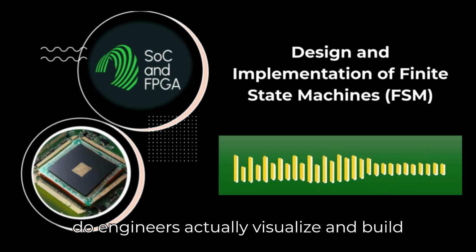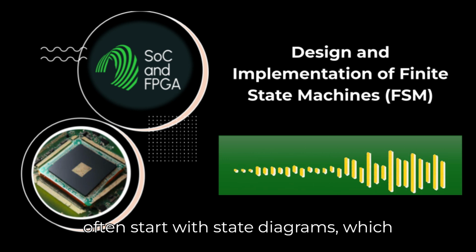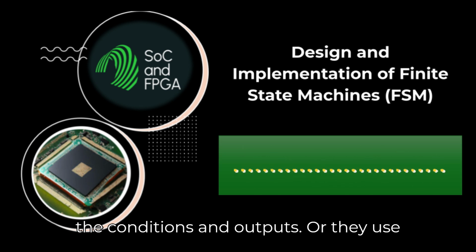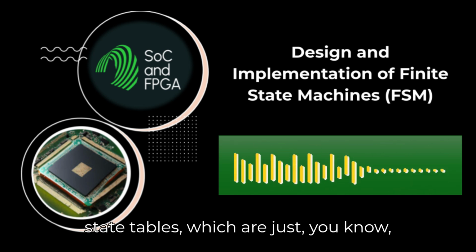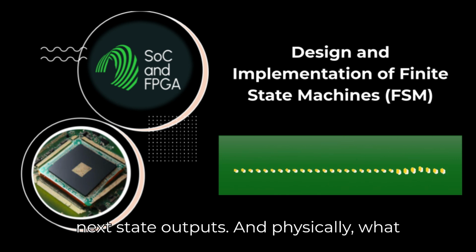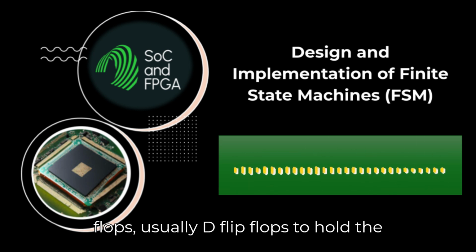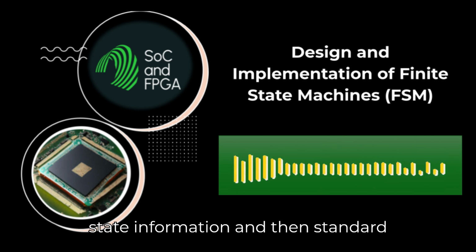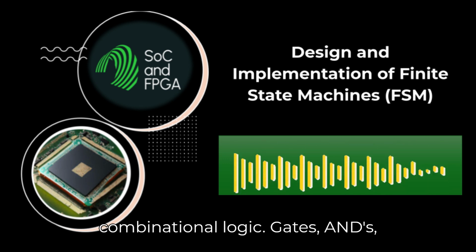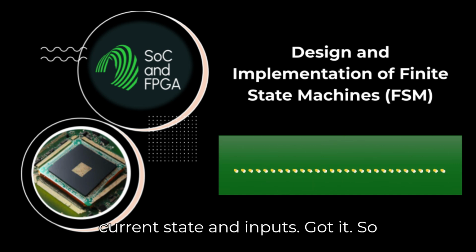And how do engineers actually visualize and build these, conceptually? Well, they often start with state diagrams, which are basically flowcharts: nodes for states, arrows for transitions, showing the conditions and outputs. Or they use state tables, which are tabular versions: current state, inputs, next state, outputs. And physically, what are they made of? Physically, they're built using tiny memory cells called flip-flops, usually D flip-flops, to hold the state information. And then standard combinational logic gates, ANDs, ORs, NOTs, that figure out the next state and the outputs based on the current state and inputs.